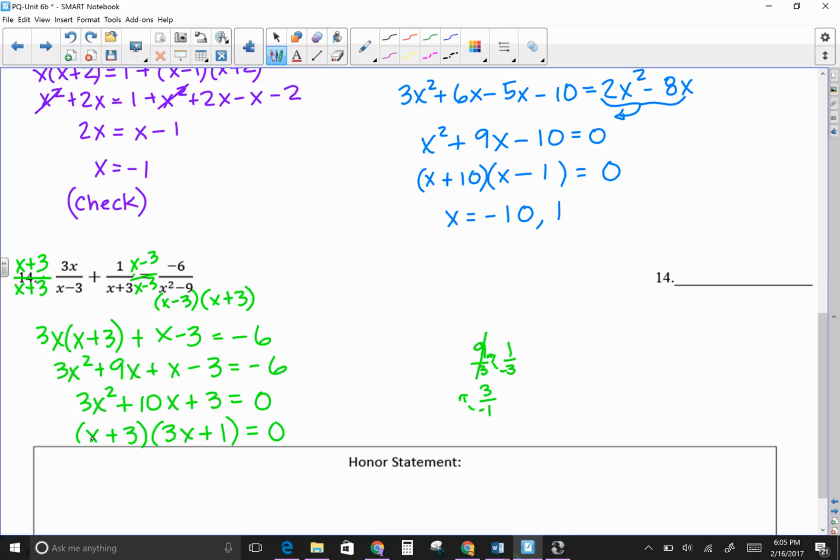Okay, but I'm going to check it. x times 3x is 3x squared. 3 times 1 is 3. And there's my 9x and there's my 1x. So I'm going to set each of those factors equal to 0. That's going to give me x equals negative 3 and negative 1/3. And if you notice, I can't have negative 3. Back up here at the top, negative 3 is going to make this thing 0, so I have to cross that out. And the only answer I have is x equals negative 1/3.